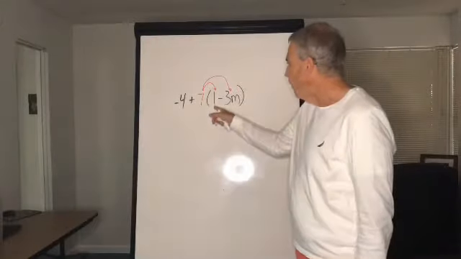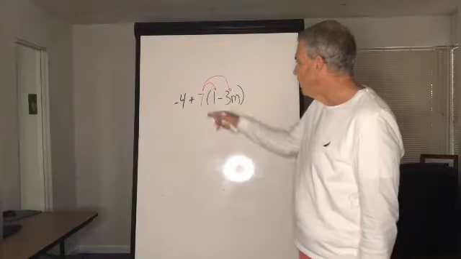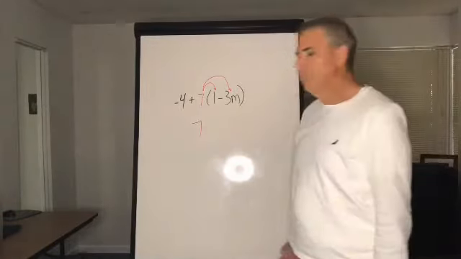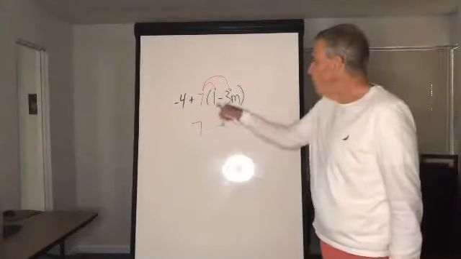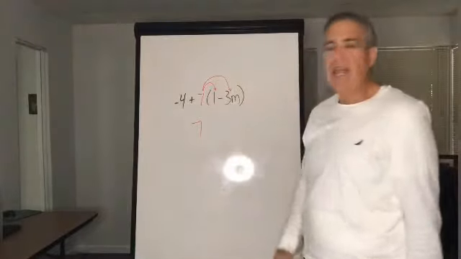7 times 1, and by the way, that 7 is positive. Positive 7 times a positive 1 here. 7 times 1, I know that number. I don't even need to use my calculator. 7 times 1 is 7. And then that 7 is also going to dance with the negative 3m.